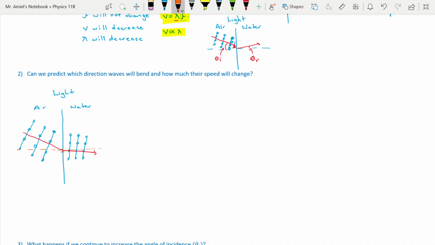And we can see that angle of incidence is going to be greater than our angle of refraction. And so a way to say that is our angle of incidence is going to be greater than our angle of refraction. Or we could also say that our light is going to bend towards the normal. Bend towards the normal line.